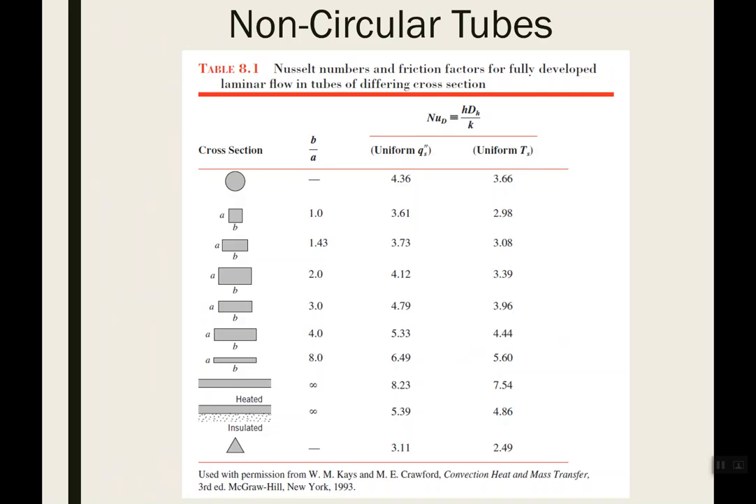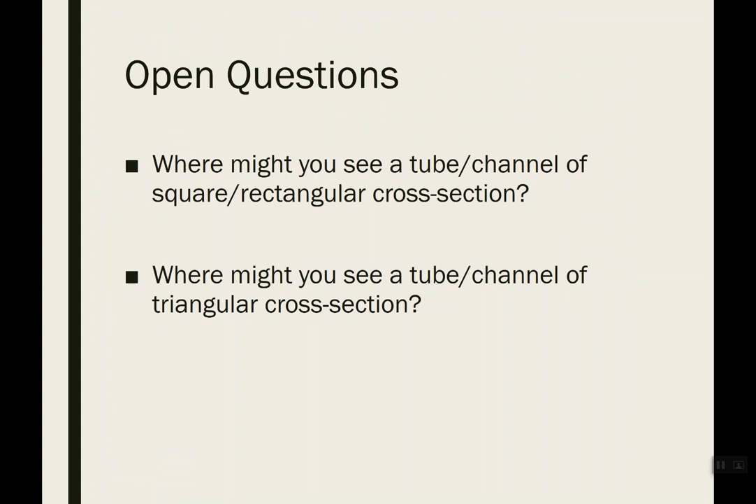Okay, there are different correlations if you have non-circular tubes. You can look these up in a table. Just real quick, where would you see a tube or a channel that is square or rectangular? Say that again? Air ductwork. Yeah, air ductwork. You'd see that all over the place. This is really important, like for HVAC applications.